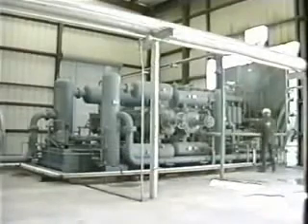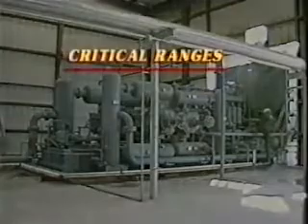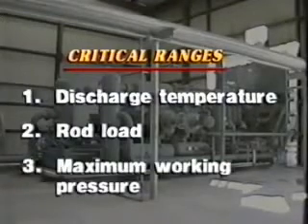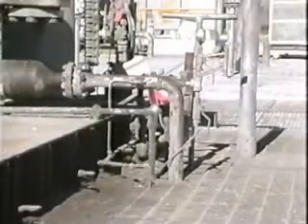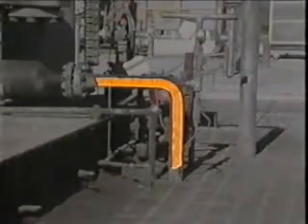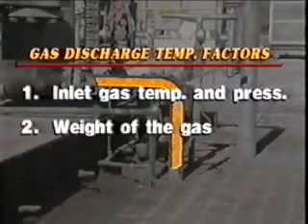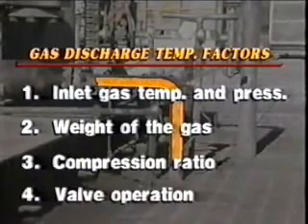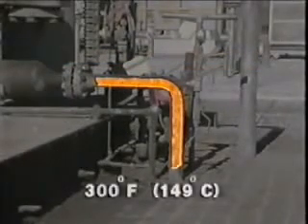A reciprocating compressor, like any equipment, is designed to be operated within specified ranges. 3 critical areas are discharge temperature, rod load, and maximum working pressure. Manufacturers determine the proper discharge temperature of a compressor. Gas discharge temperature is affected by many things, including inlet gas temperature and pressure, the weight of the gas, compression ratio, and valve operation. The gas discharge temperature is normally not above 300 degrees Fahrenheit.